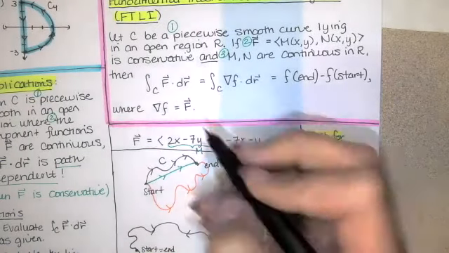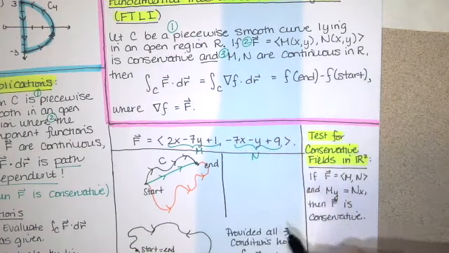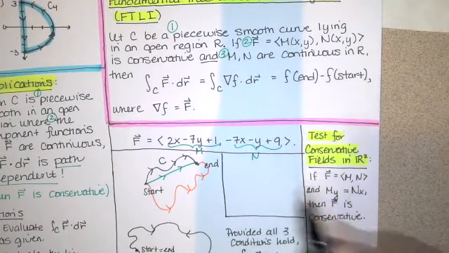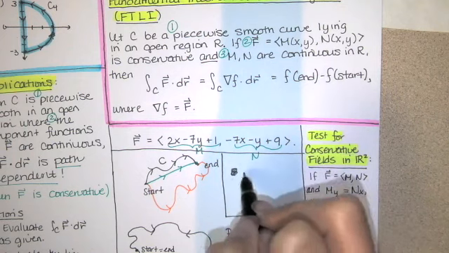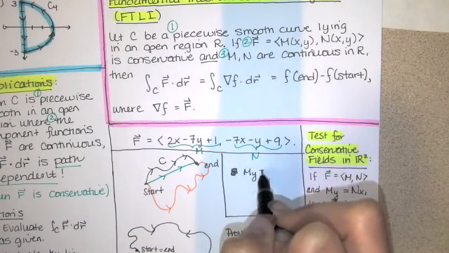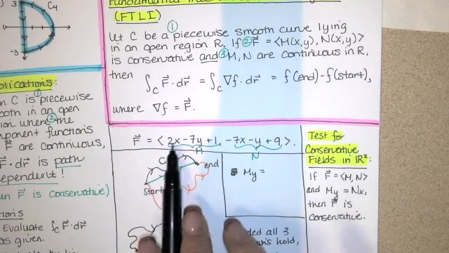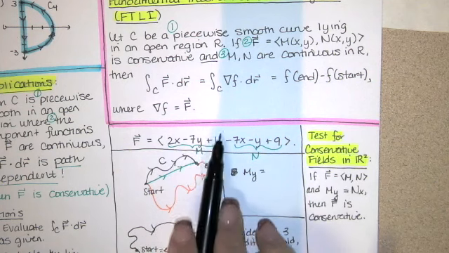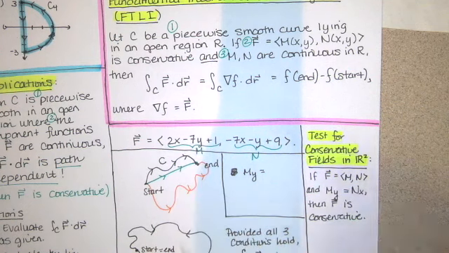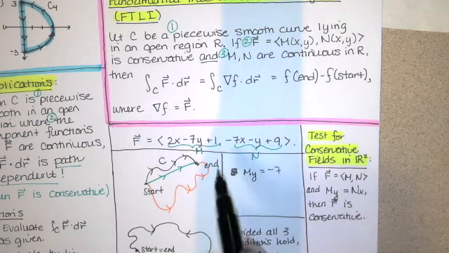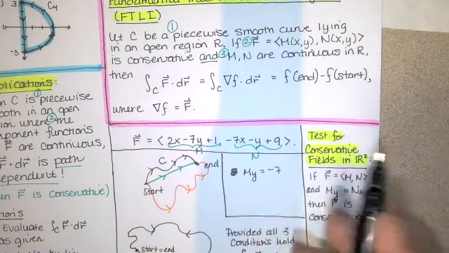Now for this problem, I need to determine whether my field is conservative. So I want the partial derivative of m with respect to y. Well, that doesn't have any y's in it, so I'll get 0. That doesn't have any y's in it, so I'll get 0. But the derivative of a constant times y with respect to y is just the constant. So we get -7.